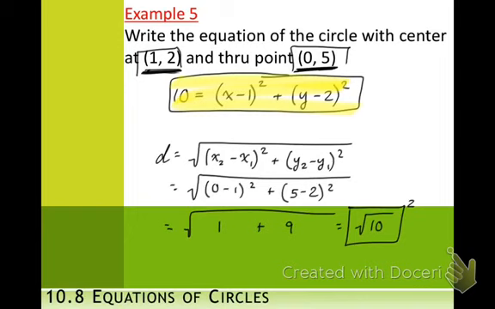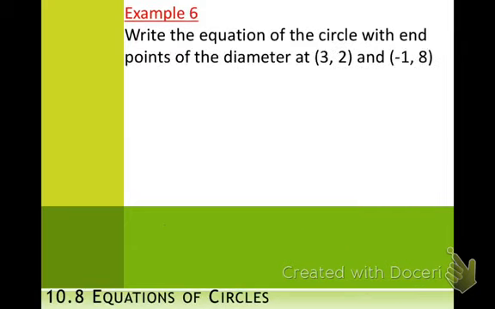We've already had to complete the square. Now we've had to use the distance formula. Take a look at this next example. We've got even another one coming back around. Let's think about this one. Write the equation of the circle with the endpoints of the diameter at (3, 2) and (-1, 8).